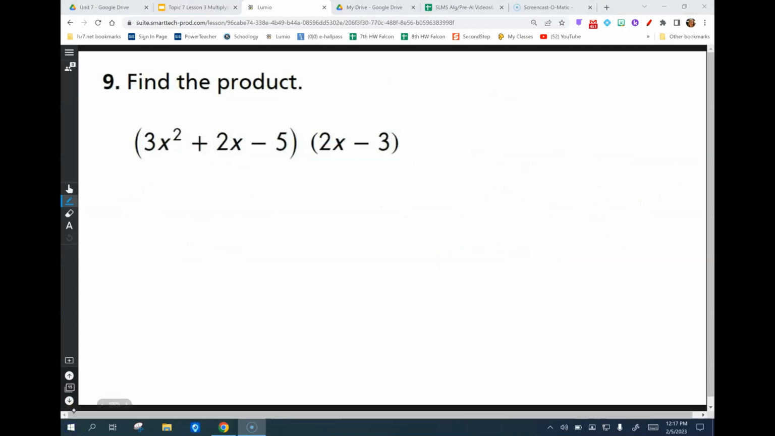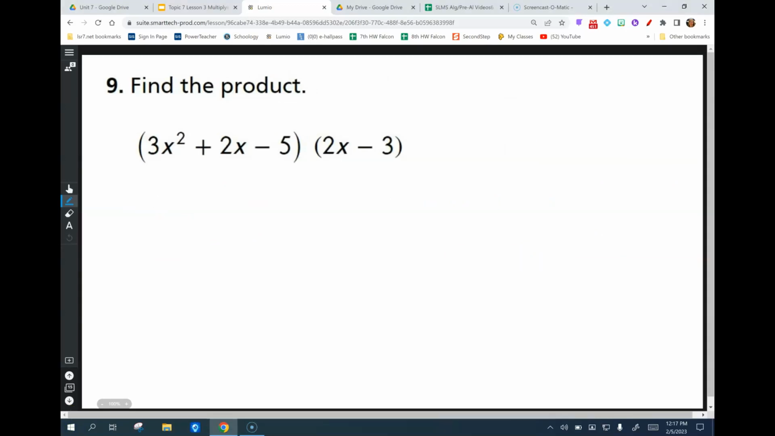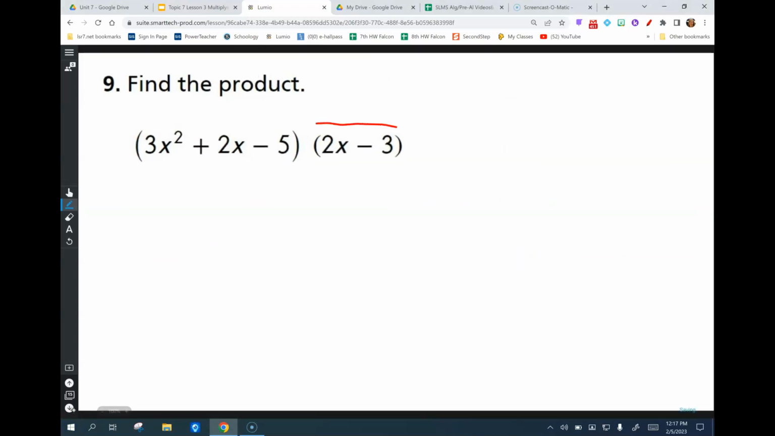On number 9, you're doing the same thing as number 8, but they just put the binomial in the back. That throws me off. You can still do it, but for me personally, I'm going to rewrite it to be 2x minus 3 times 3x squared plus 2x minus 5. That way, I only have to distribute twice if I put this one first. Feel free to rewrite it or not, but this is what we're multiplying. You can do it either way. I could have left it, or I could have put it in a box. You get the point.